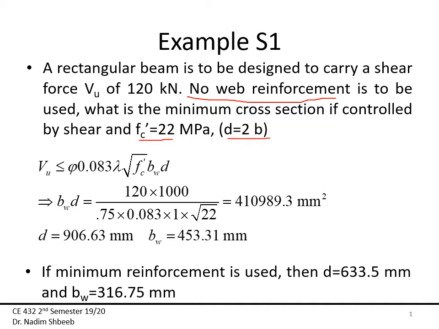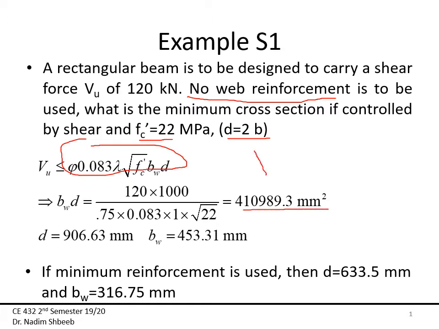Now, we said if V ultimate is less than 0.083 lambda square root F prime C B web D, then no AV is required. So I'm just going to make V ultimate equal to this, which means B W times D is going to be equal to 120 times 1,000 to make that into Newtons, divided by 0.083 times, again, using normal weight concrete, so lambda is equal to 1, times square root of 22. So this is the total area in millimeters squared.